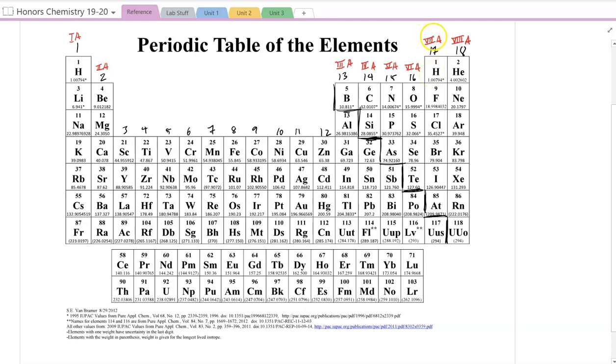How can you know that? Well, one, the other way that we number this is through VIIA, so 7A, 7 valence electrons. But also, once you start getting into the teens up here, especially from 13 on, if you subtract the 10, you get the number of valence electrons.